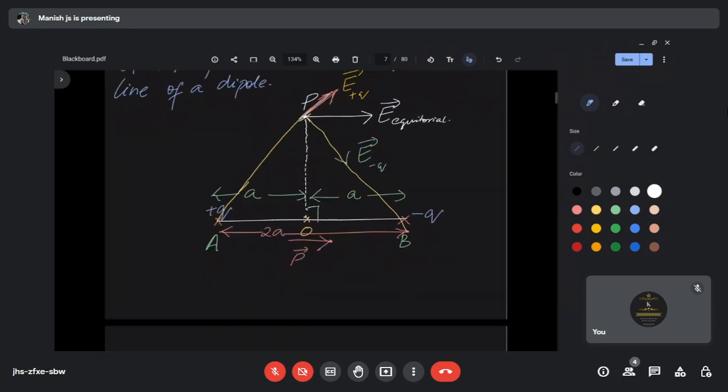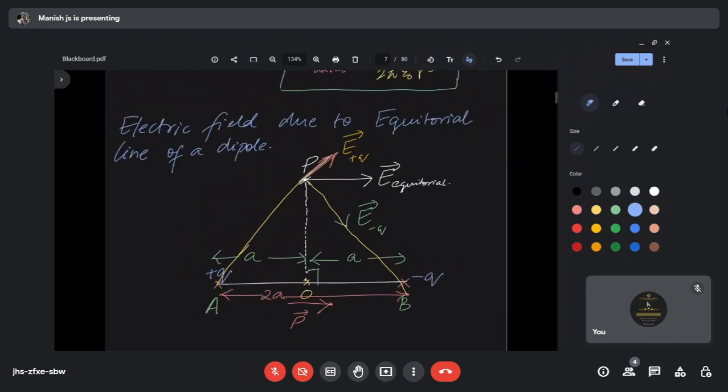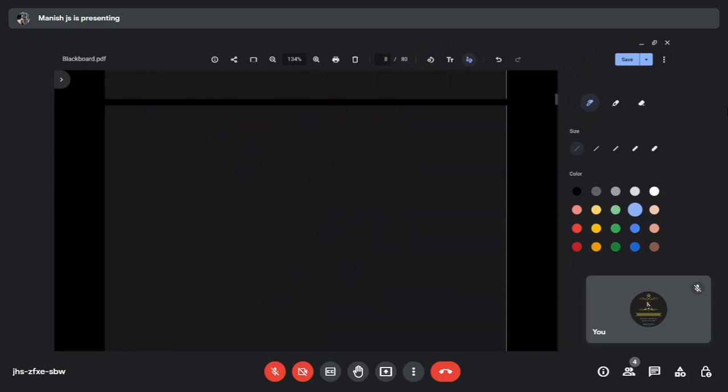So like this you can find out the total electric field. So now let's do part by part. First we wish to find out what is the electric field due to the positive charge. The same approach as previously, that's what we are going to do here as well.